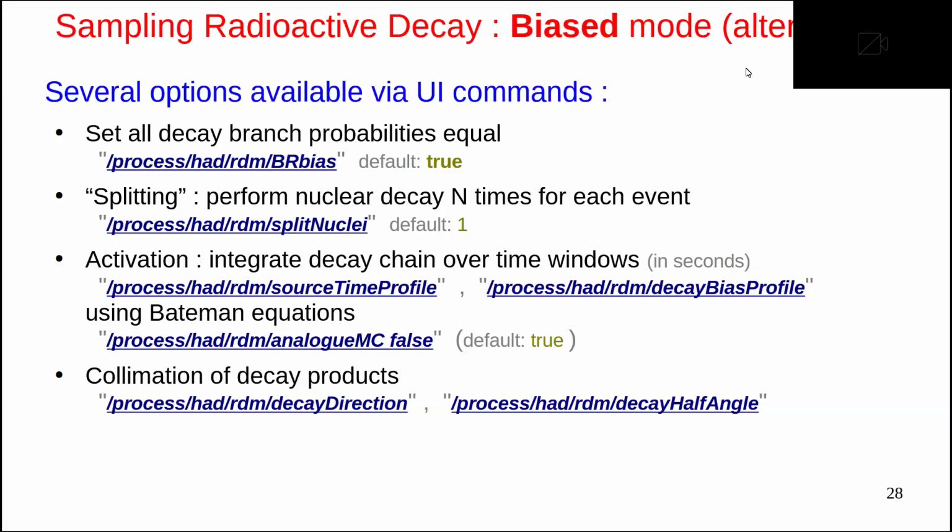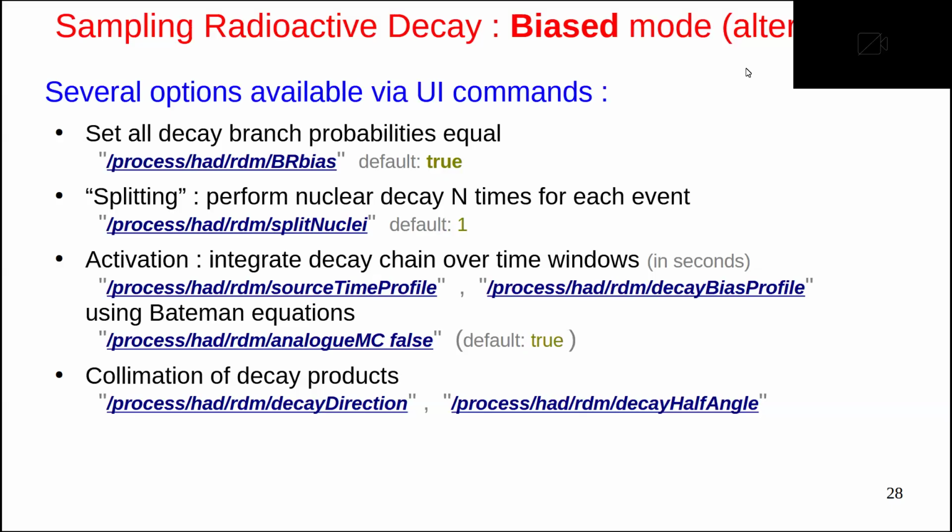For instance, you can set all the decay branch probabilities the same. This way you will enhance the ones which are quite rare, if you are interested in some background studies. You can do splitting. That means when you have a radioactive nucleus, instead of having one decay, you can split it in 10, and you have 10 decays, but then you have to take into account the overweight, which is typically 1/10 because you are oversampling. So this is another trick to get more information quickly.